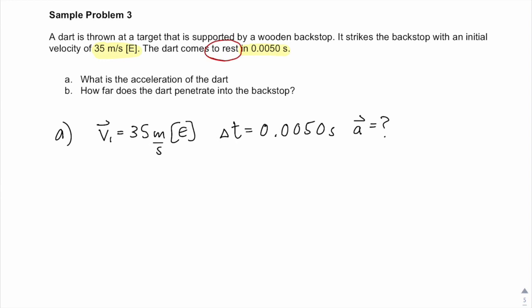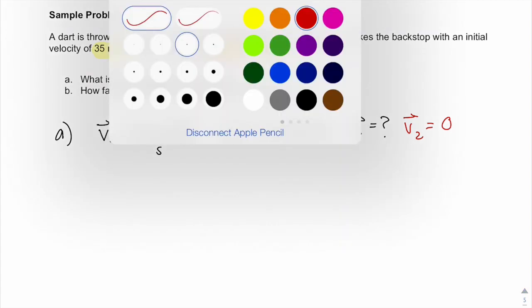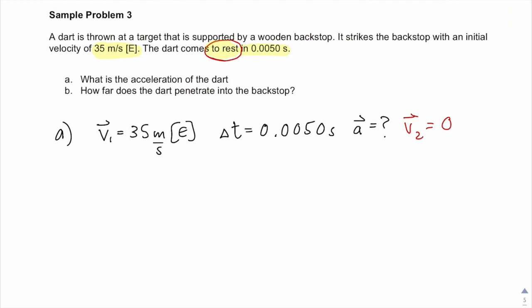They tell you that the dart comes to rest. Whenever you see this, you know that the final velocity of the dart is 0. Whenever an object comes to rest, its velocity will come to 0. So now we need to look for an equation that incorporates everything that's given and everything that's required.